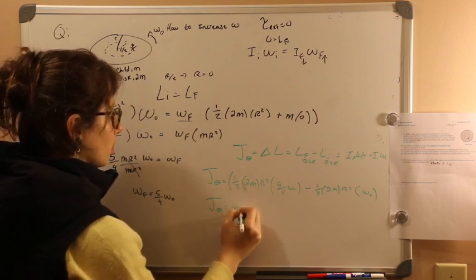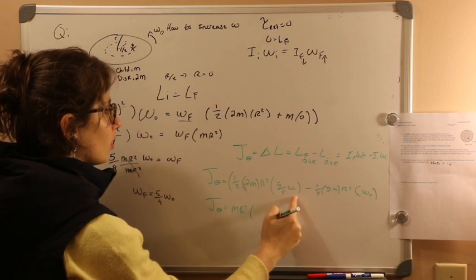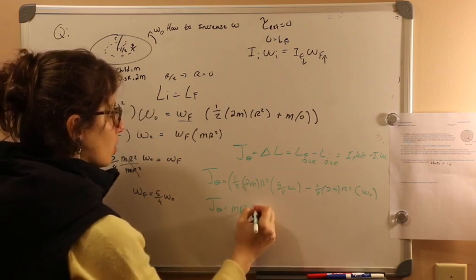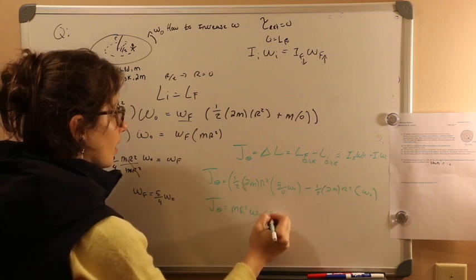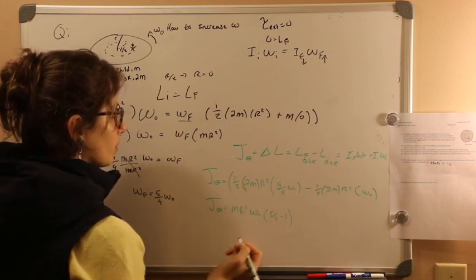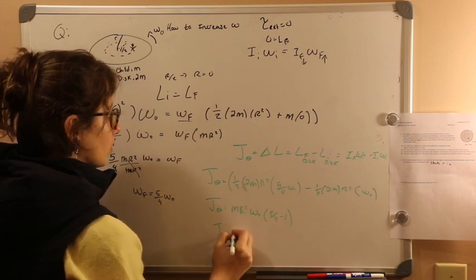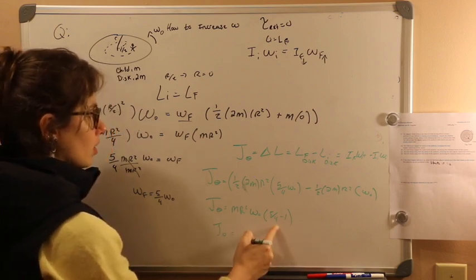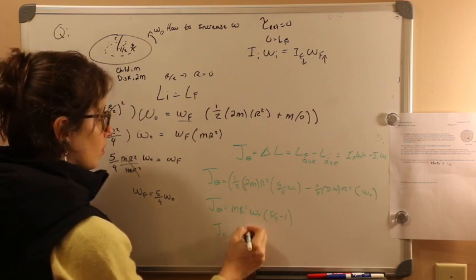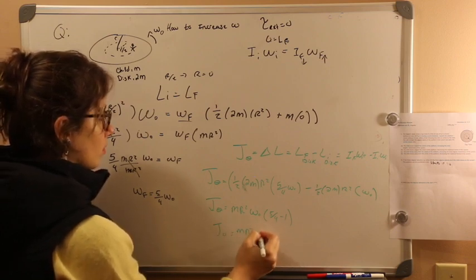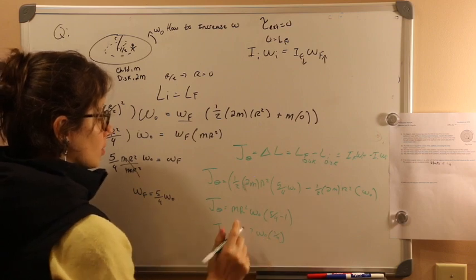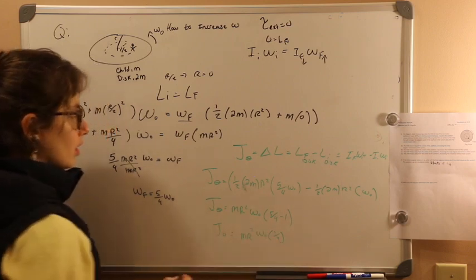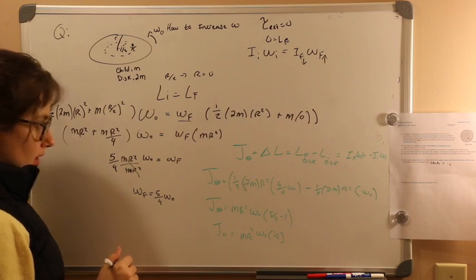is m r squared times 5/4 omega, pulling that out to the front. So omega naught is in everything, m r squared is in everything. We have 5/4 minus 1. So the angular impulse is actually a negative number, right? No. Positive number. m r squared omega naught, 5/4 minus 1 is 1/4. So our angular impulse is m r squared times 1/4 of the initial omega value.